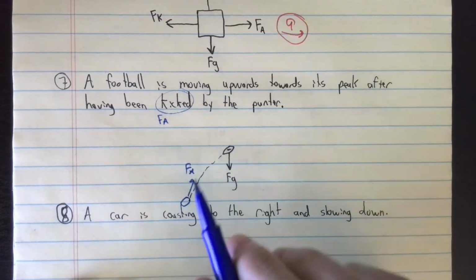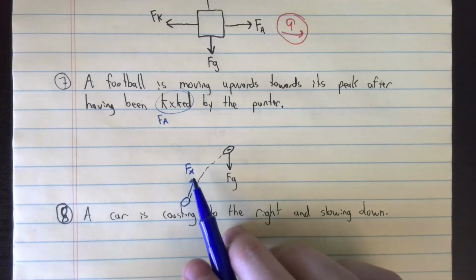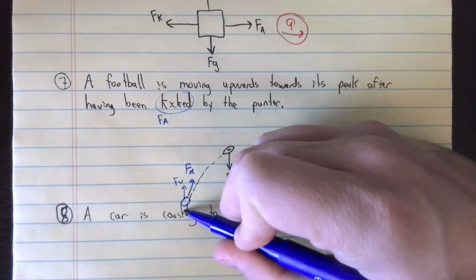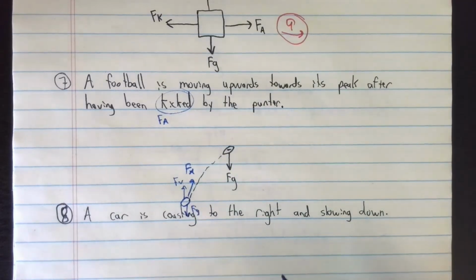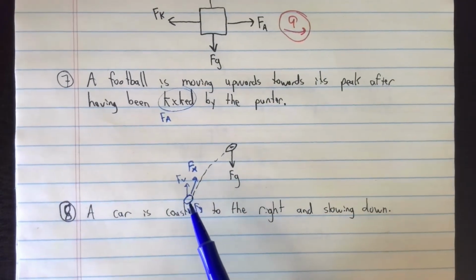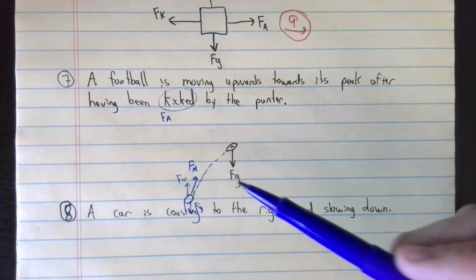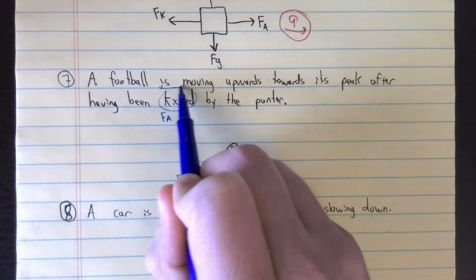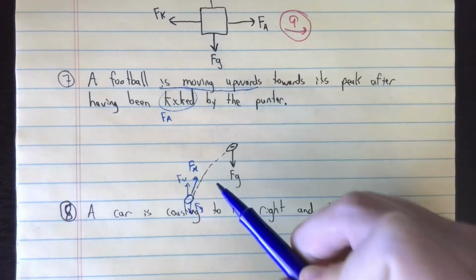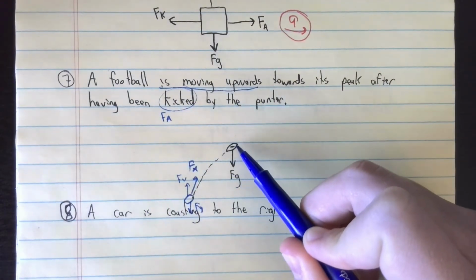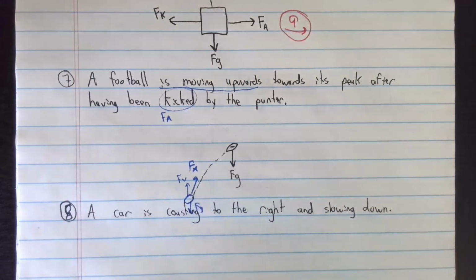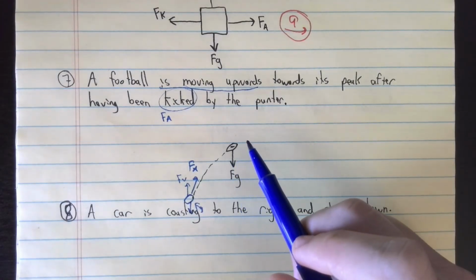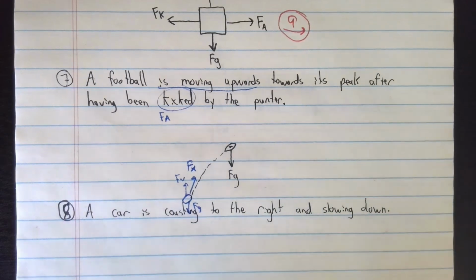So at the moment it was kicked, there's a lot more forces. There's Fa, there's Fn, I'm just scribbling because you don't need to draw this. There's Fg down. There might be a little friction between the ball and the ground. So there's a lot of forces here at the beginning, but at this point, it is moving upwards. We're looking at it while it's in midair. And that's about it. Gravity is the only force.